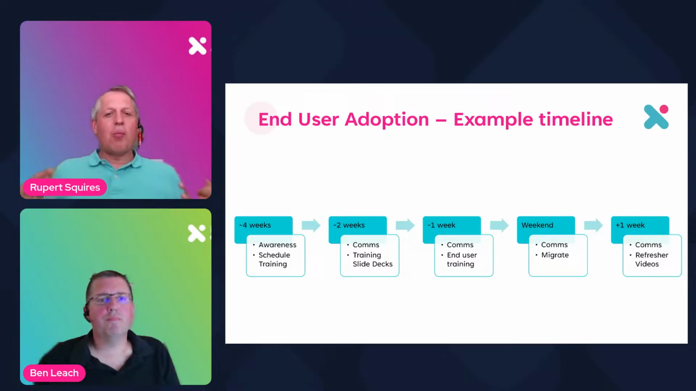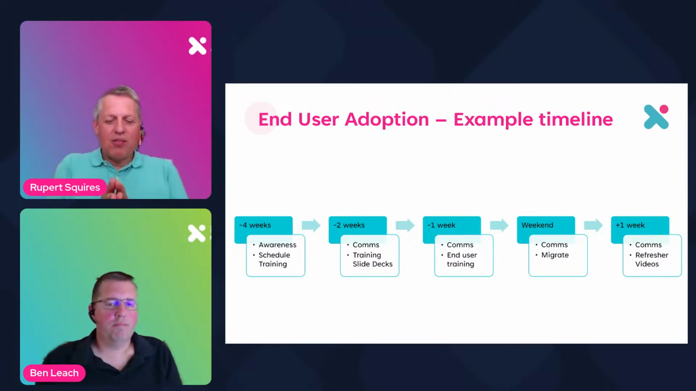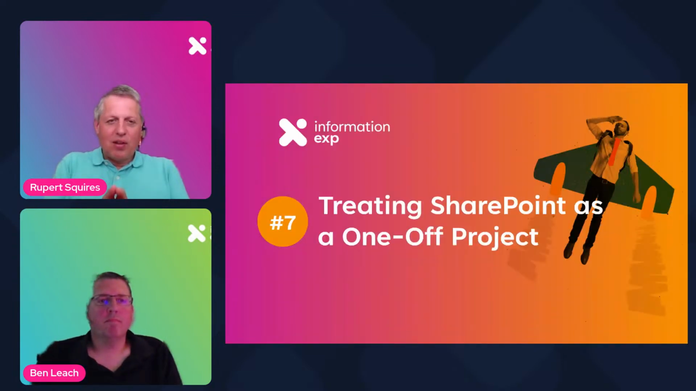Now, Ben, adoption tends to mark the end of a project, and the SharePoint team's then rolling off. But then I see the risk is that SharePoint starts to go south. How do I keep it as good on launch day, 12 months down the line?